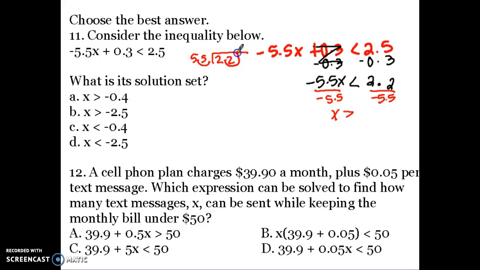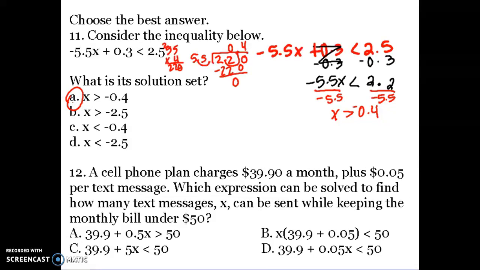Move your decimal. So I have 2 2/10 divided by 5 5/10. 55 will not go into 22. 55 will go into 220. Let's try 4 times. 4 times 5 is 20. 20 plus 2 is 22. So x is greater than 4/10. And a positive divided by a negative is a negative. So x is greater than negative 4/10.